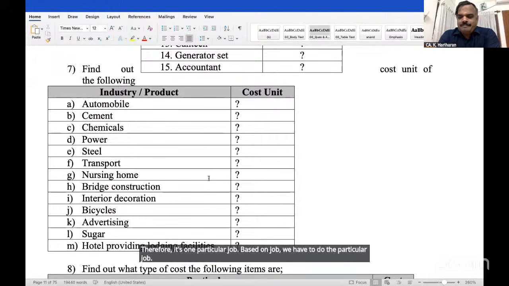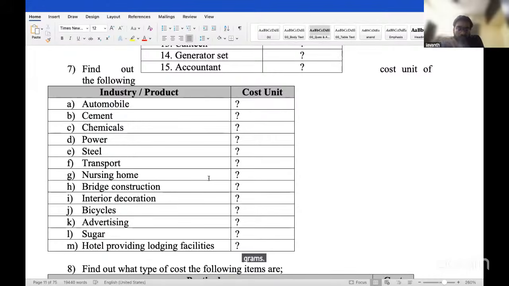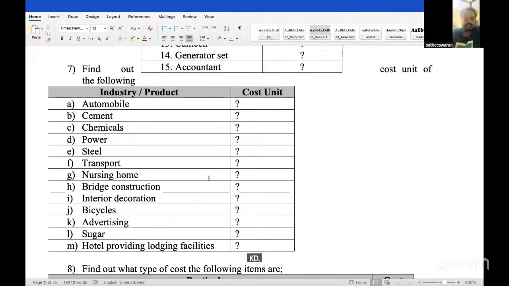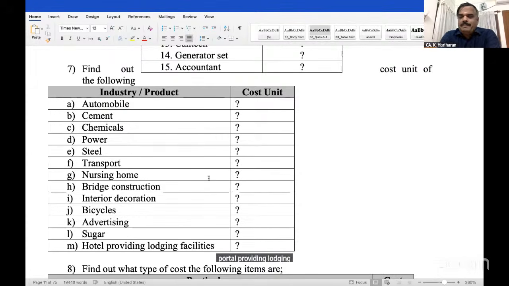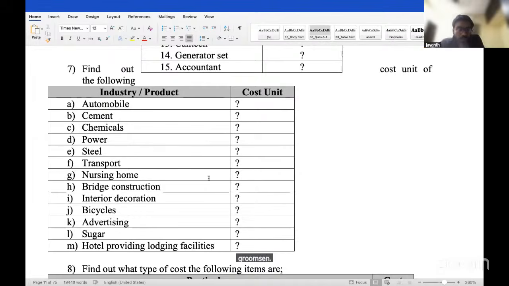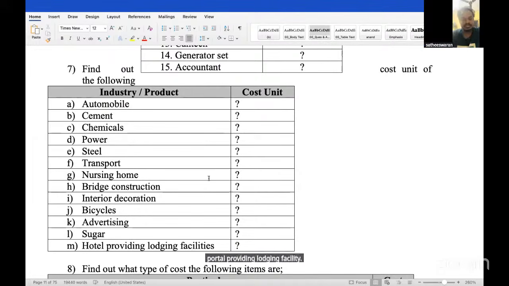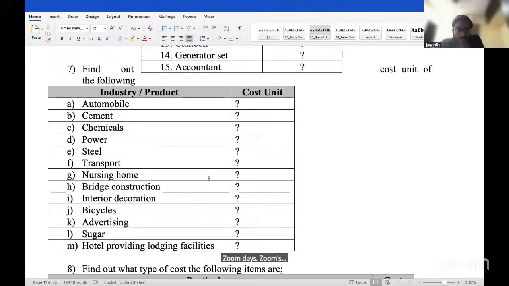Sugar. Grams. Kilogram. Yes. Hotel providing lodging facility. Rooms per day. Room days. Rooms, beds. Room days. Rooms per day also, sir. Room days.